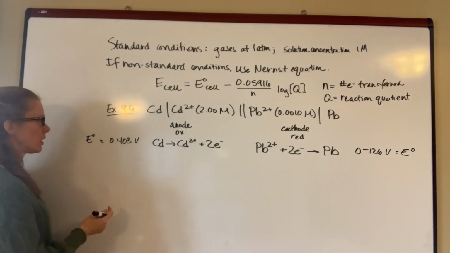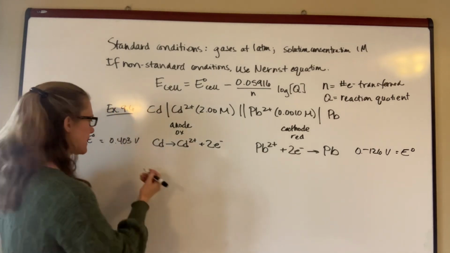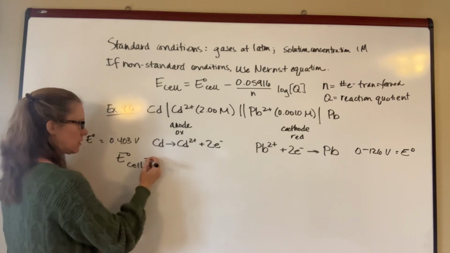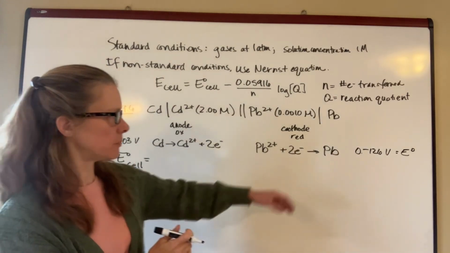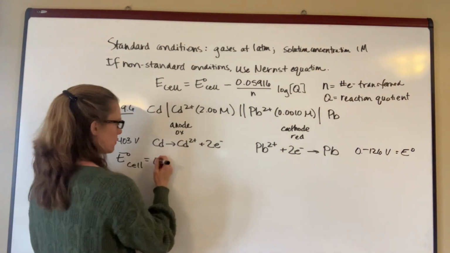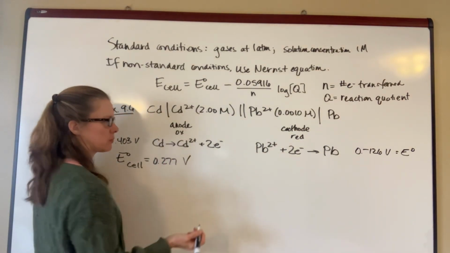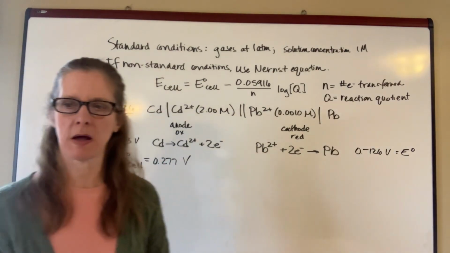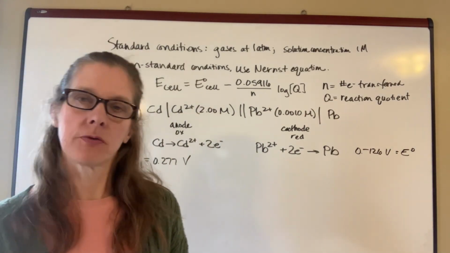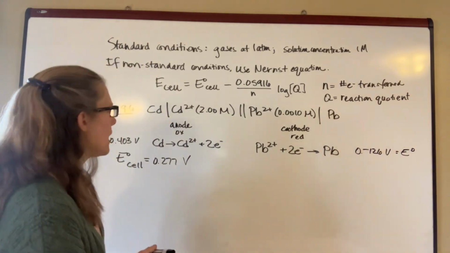And so therefore, if I add those two together, then the standard potential for the cell is 0.403, and I'm going to subtract that 0.126, and that's going to give me 0.277 volts. Okay, we've done enough of those. I'm going to assume that you know how to do those by now. Okay. All right. Then the overall reaction.